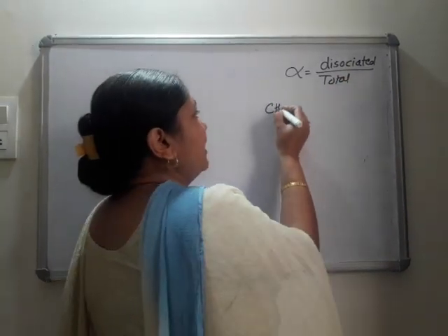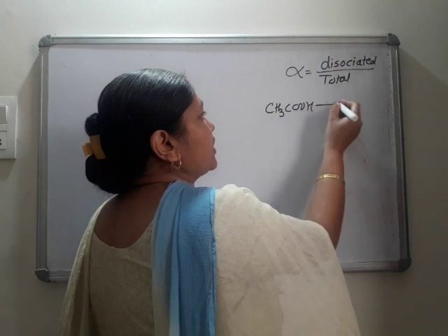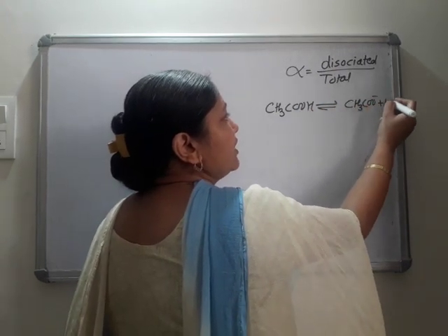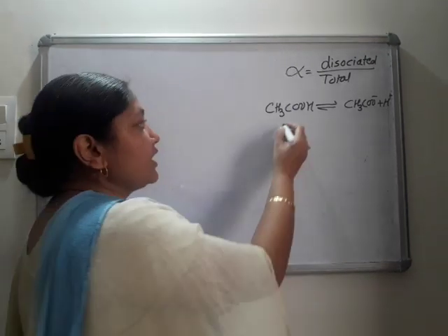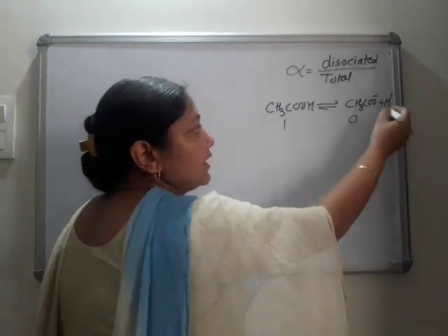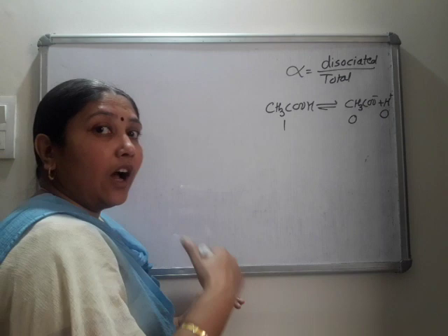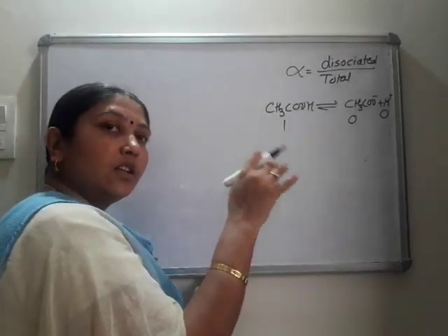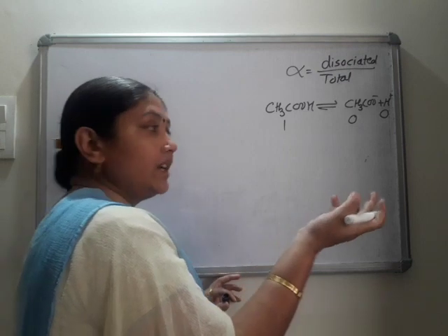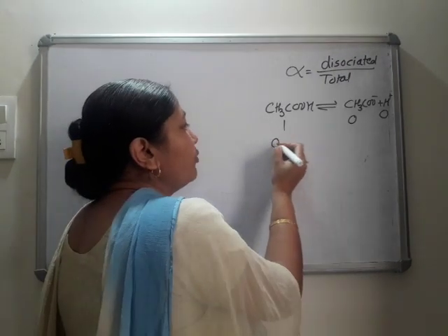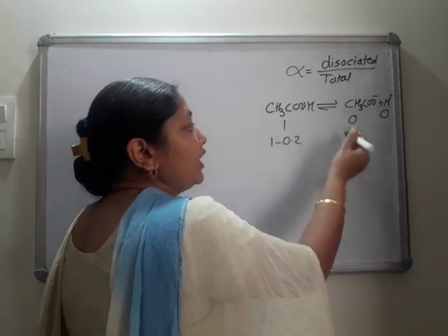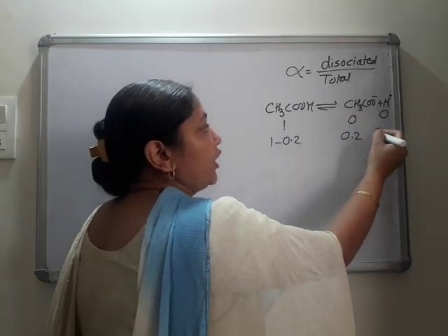So I said we have CH3COOH and it gives us CH3COO minus and H plus. We have started with 1 mole of this. This is 0 and 0 in the beginning. After some time, out of one, few molecules are dissociated. Say how many are dissociated? 0.2 are dissociated. So 1 minus 0.2. 0.2 are dissociated means we get this as 0.2.